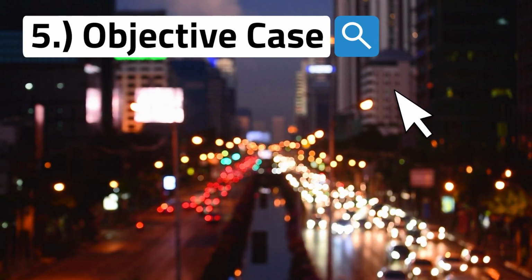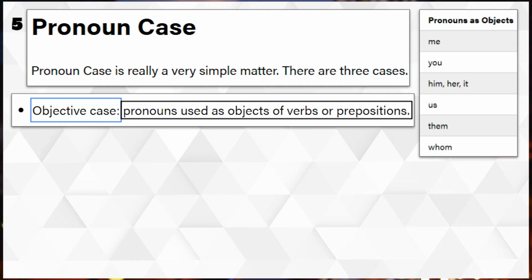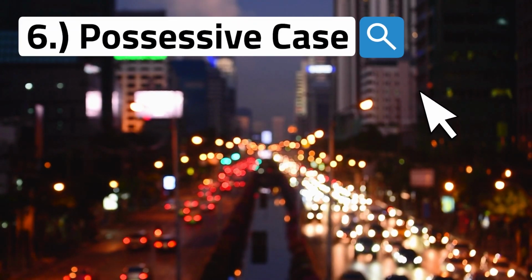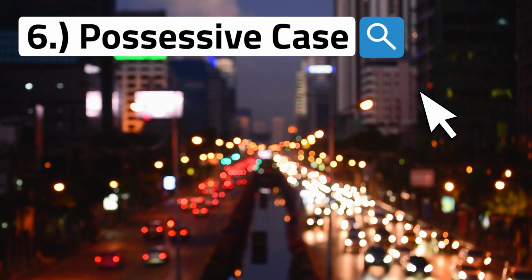Objective case refers to pronouns used as objects of verbs or prepositions. You can see our chart there on the right side: me, you, him, her, it, us, them, whom. This is another example of pronoun case, this one being objective case, and remember that it's used as objects of verbs or prepositions. And rounding out with our third one of those would be number 6, possessive case.